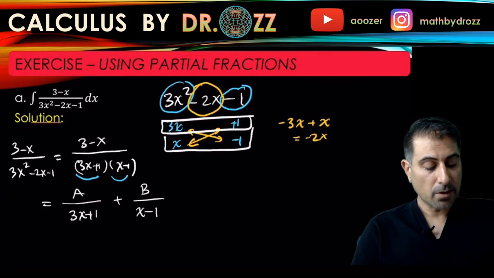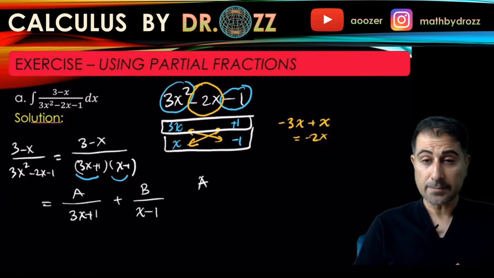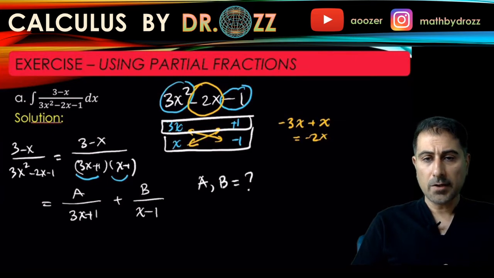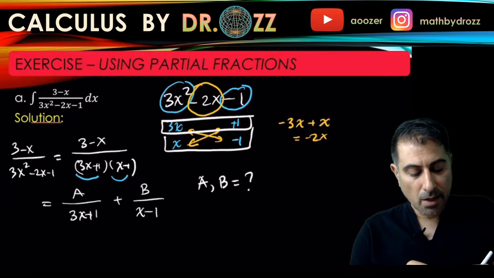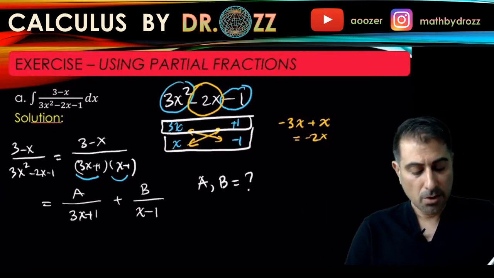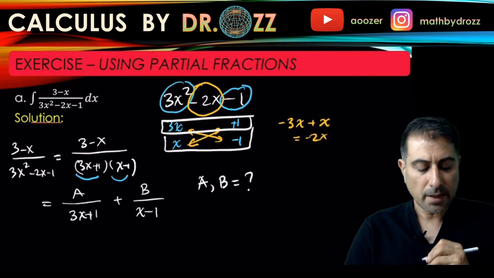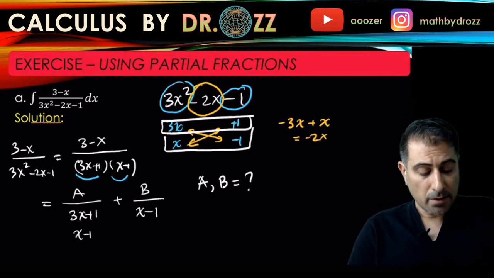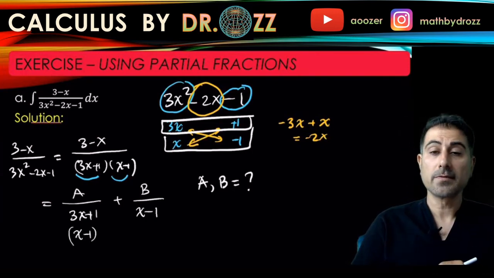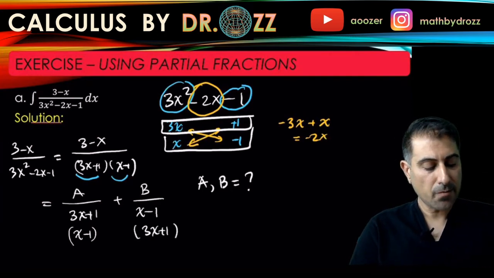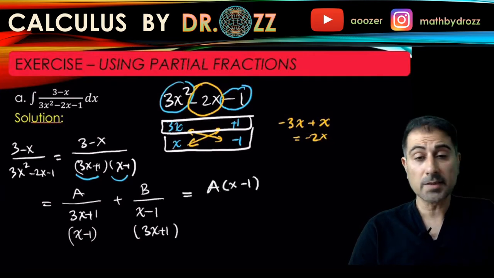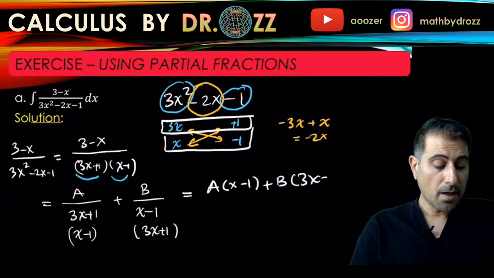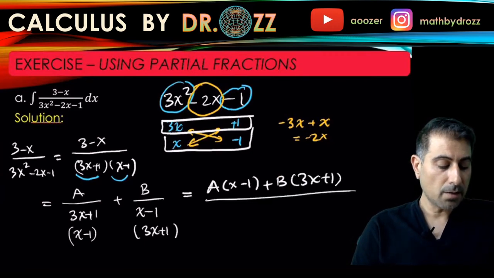So the question here, what are those guys? All right, here the common denominator to bring these two together to solve for A and B is 3x plus 1 times x minus 1. So what I'm going to do here is multiply the top and the bottom here by x minus 1, and here by 3x plus 1. Okay, so that I will rewrite this as A times x minus 1 plus B times 3x plus 1, since I have a common denominator, 3x plus 1 times x minus 1.